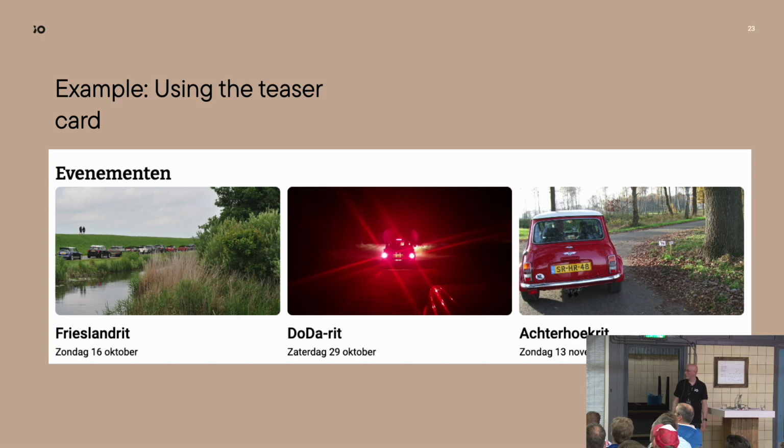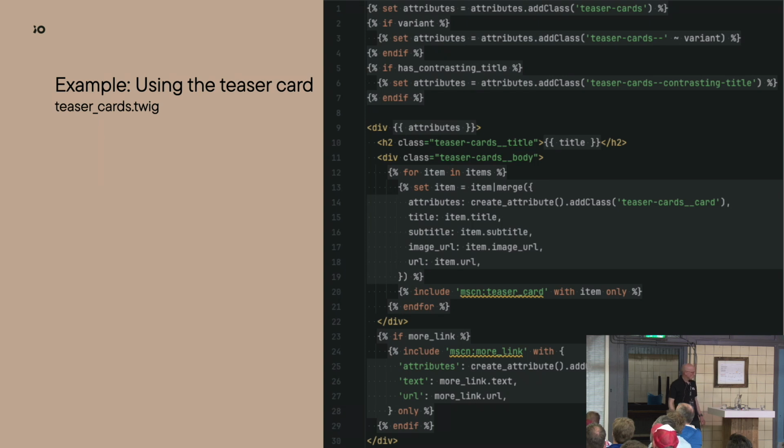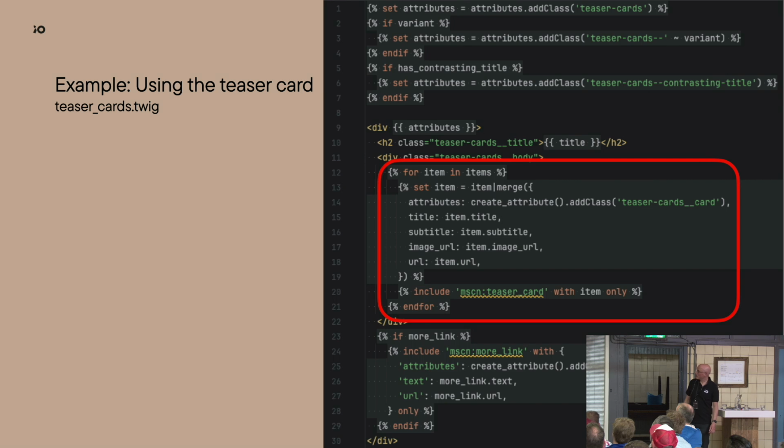So if we go back to the example, we can use the teaser card in another component. See, so it's 3 times the teaser card we saw earlier. And then over here, you see it actually being used. So the twig runs over an items array, and then it puts in the variables from a single item, and it puts them into the teaser card component right there near the end of the for each.